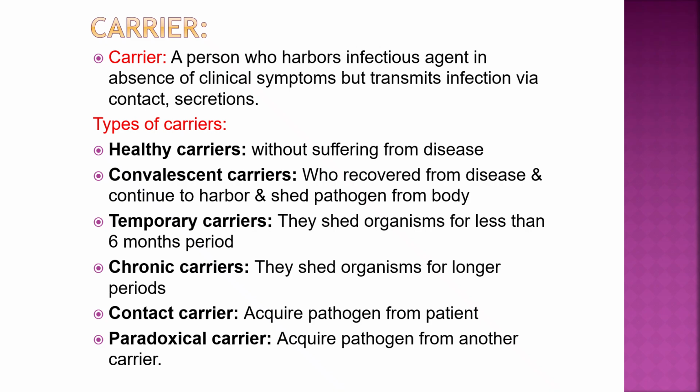Carrier, a person who harbors infectious agent in absence of clinical symptoms but transmits infection via contact or secretions. So the types are healthy carrier without suffering from disease, convalescent carrier who recovered from disease and continue to harbor and shed pathogen from the body. Temporary carrier, they shed organisms for less than 6 months. Chronic carrier, they shed organisms for longer periods. Contact carrier, acquire pathogen from patient. Paradoxical carrier, acquire pathogen from another carrier.